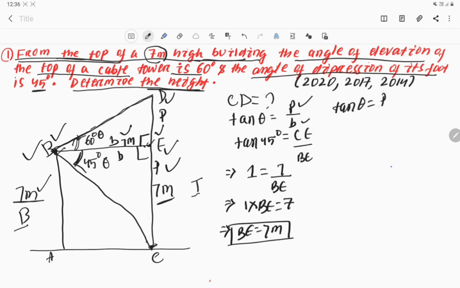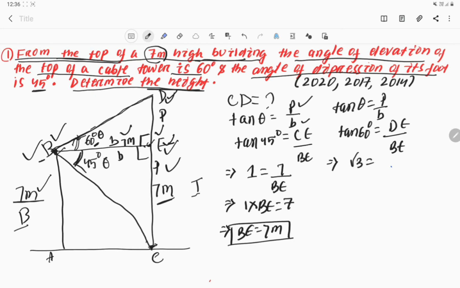Tan theta is P by B. What is the value of theta given? Theta is given 60 degree, so it is tan 60 degree. Tan 60 degree is P, the perpendicular, which is DE, by base. What is the base? Base is BE. We know the value of tan 60. Tan 60 is root 3.